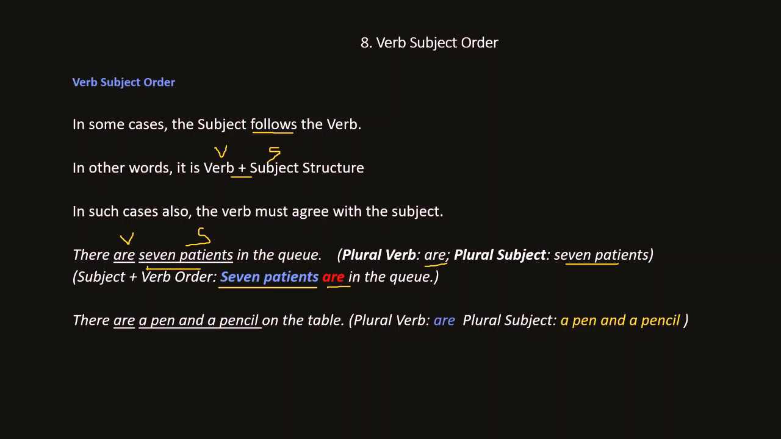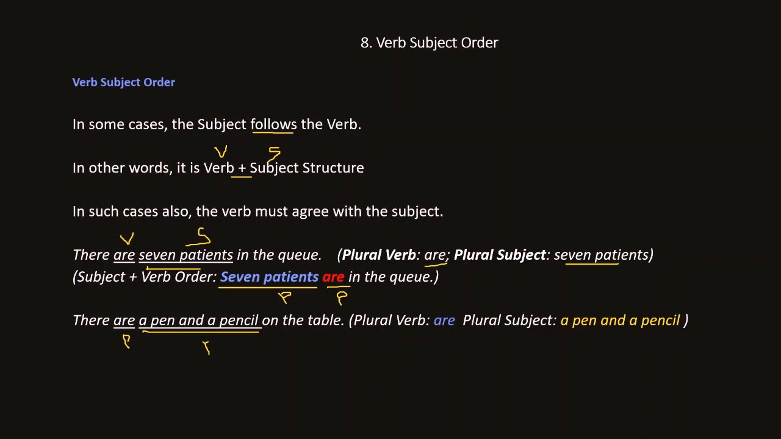Look at one more example. There are a pen and a pencil on the table. In this case, we use a plural verb are because the subject is also plural, that is a pen and a pencil. Look at this example.